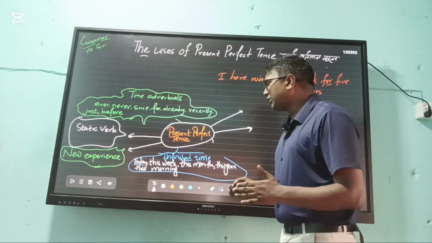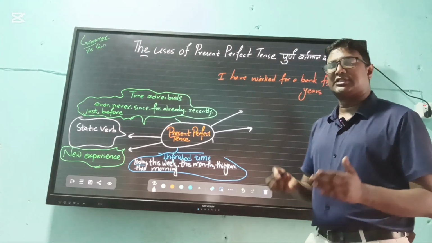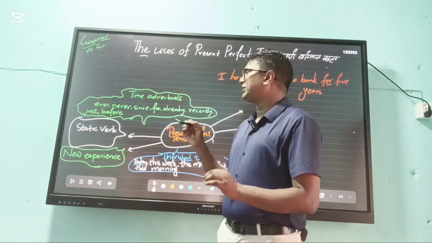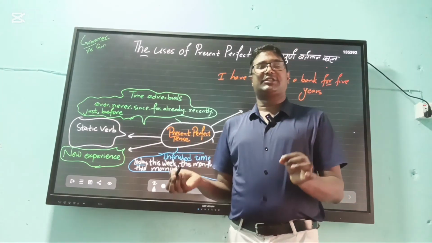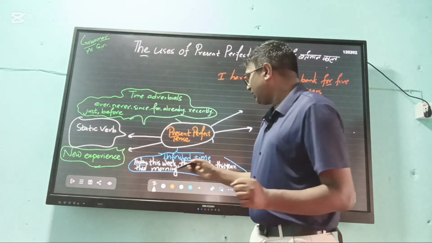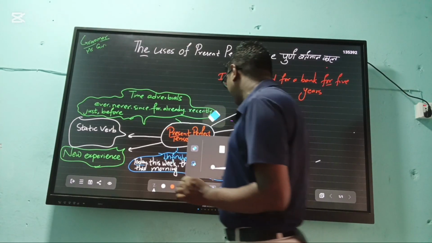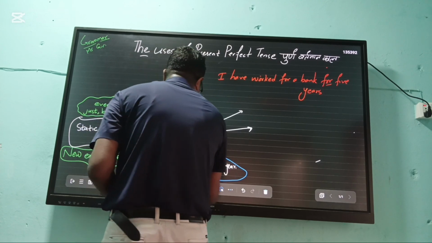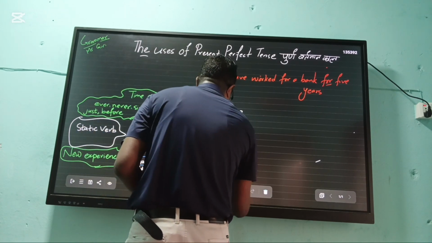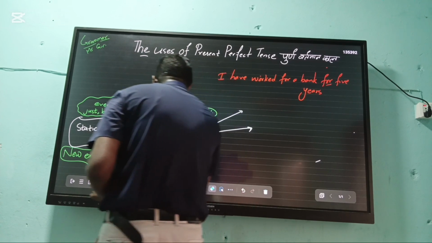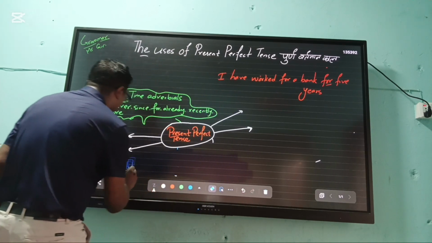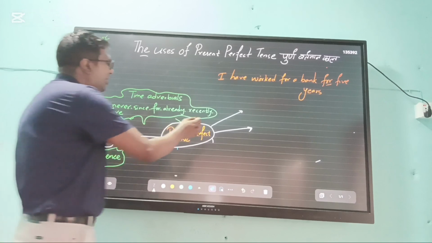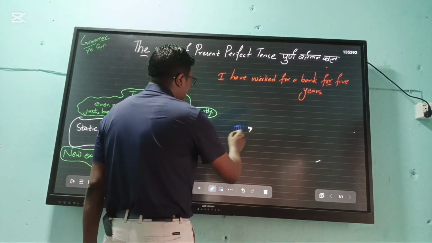Whenever you talk about the unfinished time, we use present perfect tense. Don't forget the structure of present perfect tense. Subject plus has or have plus V3 plus object. That is the unfinished time. Remember, this unfinished time is one of the uses of present perfect tense. New experience. Whenever we talk about the new experience, we use present perfect tense.